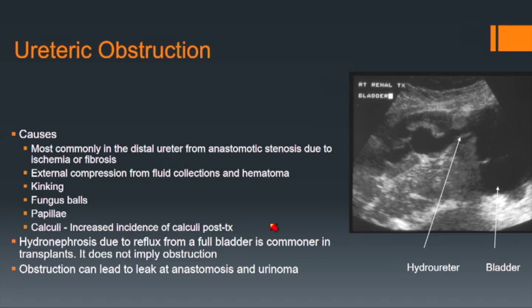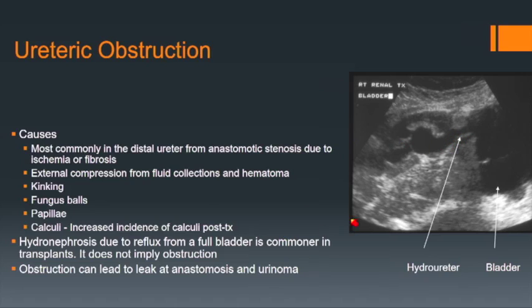Hydronephrosis is not always synonymous with obstruction because hydronephrosis due to reflux from a full bladder is commoner in transplants than in native kidneys, because the UVJ valve doesn't exist to the extent that it does in a native kidney and ureter. So hydronephrosis does not always imply obstruction.